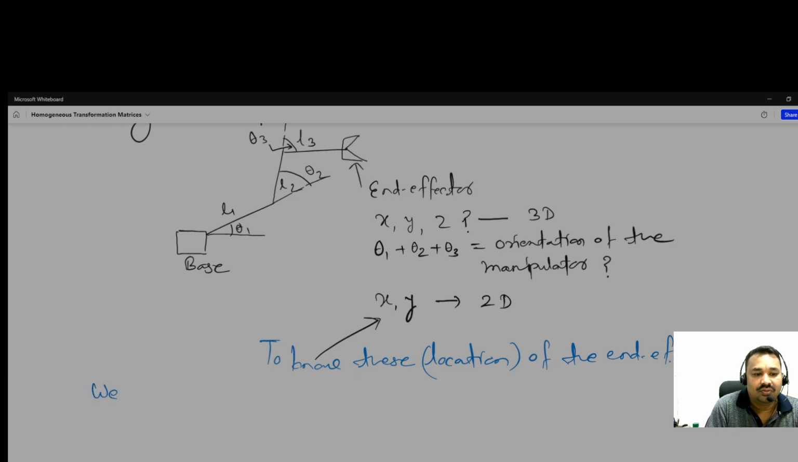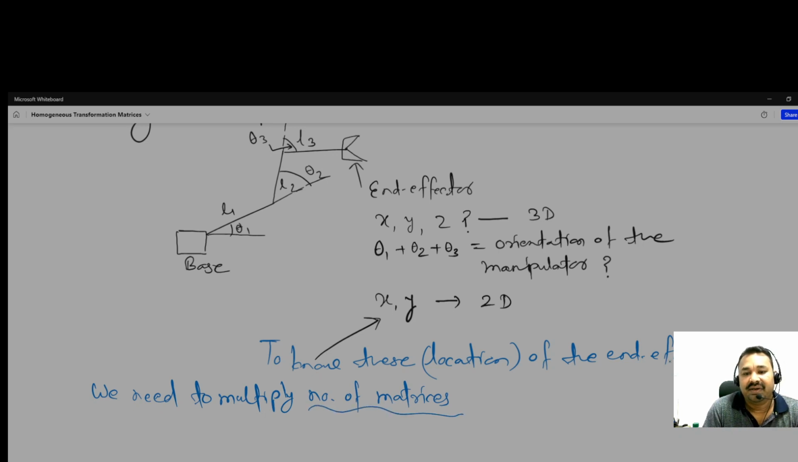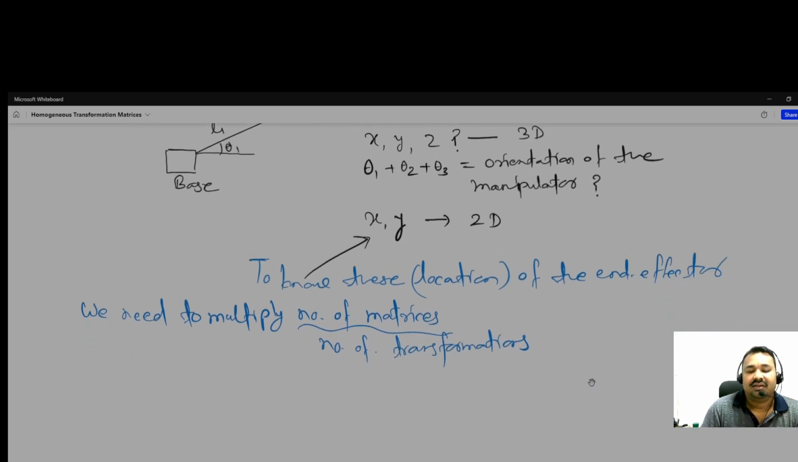We need to multiply a number of matrices. The number of matrices depends upon the number of transformations. Okay, one transformation has one matrix. So, and in proper order, in proper order.